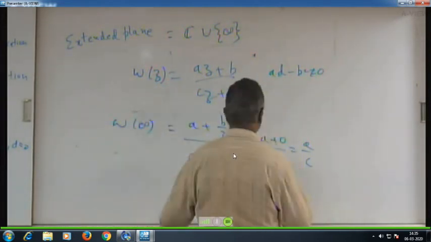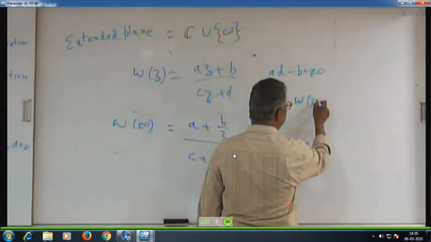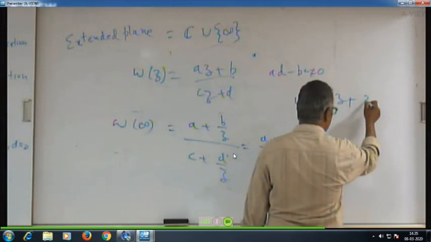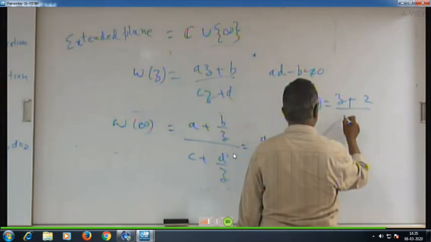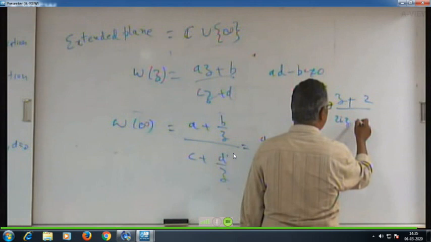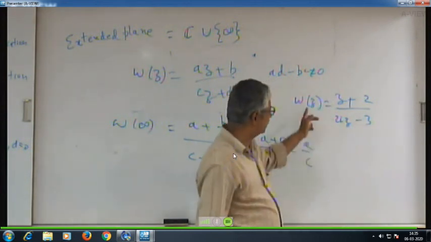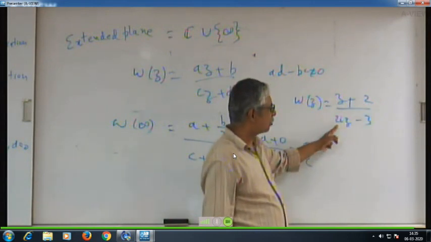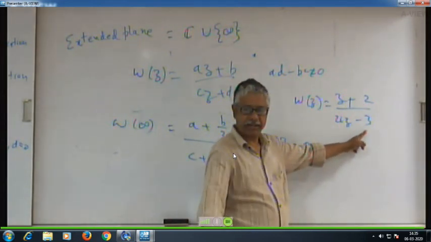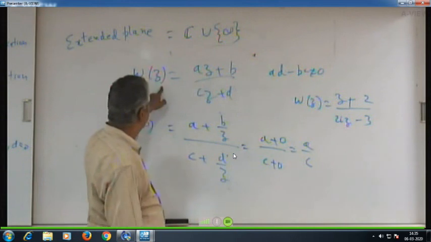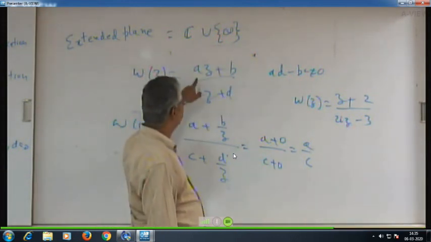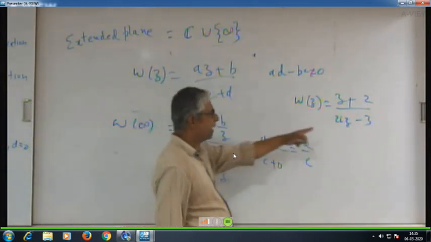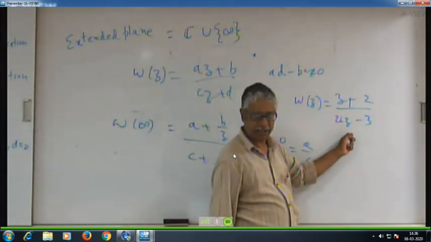If you haven't understood this, try to take an explicit example. w(z) = (z plus 2) divided by (2iz minus 3). So let us see. This is a bilinear transformation, with a equal to 1, b equal to 2, c equal to 2i, d equal to minus 3. By our definition, if I put a equal to 1, b equal to 2, c equal to 2i, and d equal to minus 3, I get this. So this is a bilinear transformation.